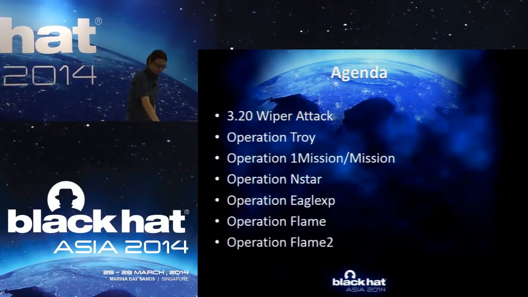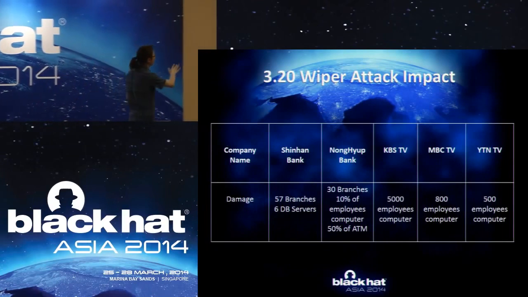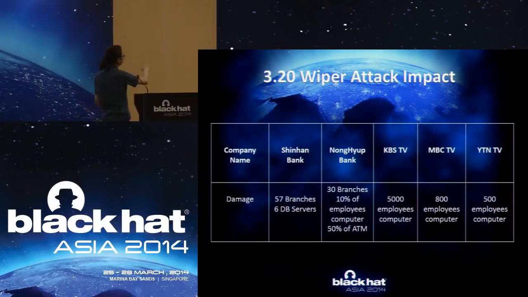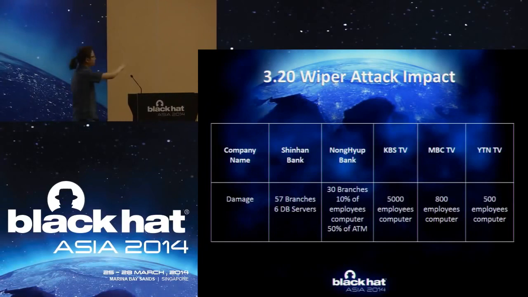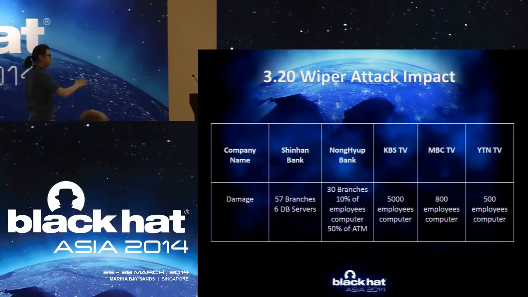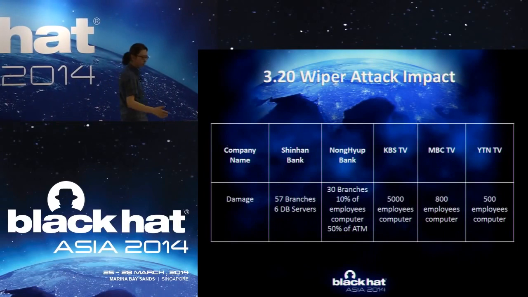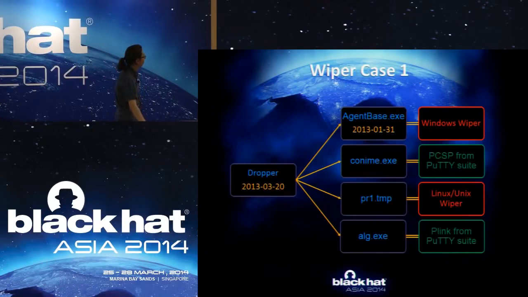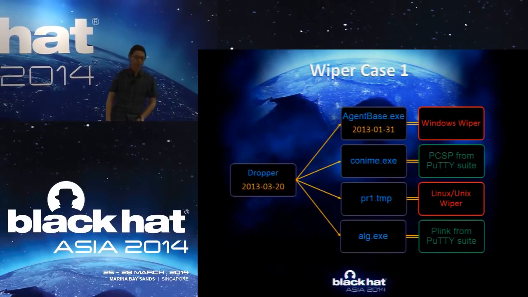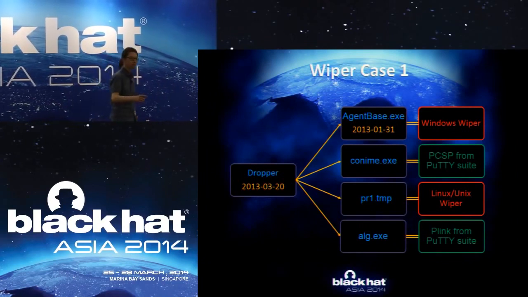So let's get started with the Viper attack. Here is the impact, huge impact. There are 2 parts: the banks, financial institutions, and the media. You can see that 5,000 employee computers, 57 branches, 6 DB servers. The impact is huge. So what kind of damage did they do? Here is Viper case 1. The case 1 is an internal-use number, so it doesn't mean anything, okay?